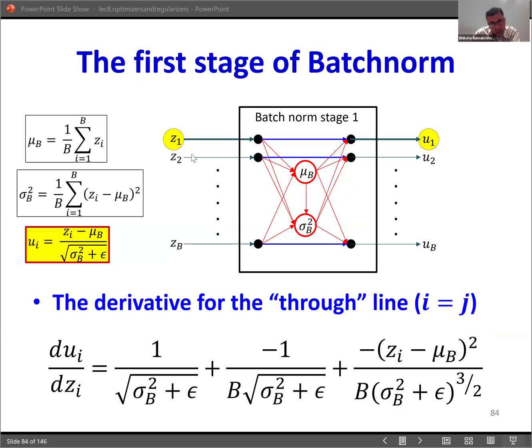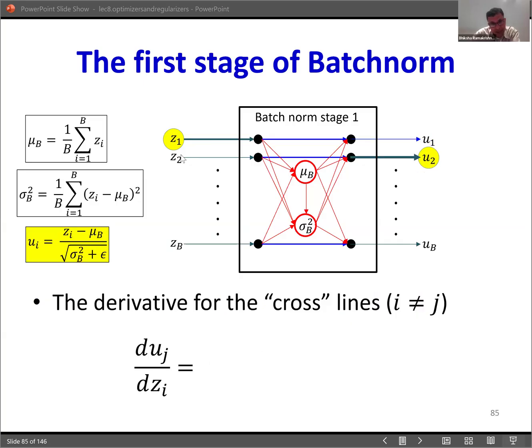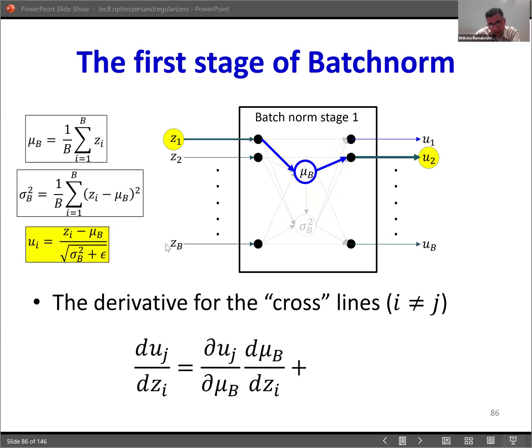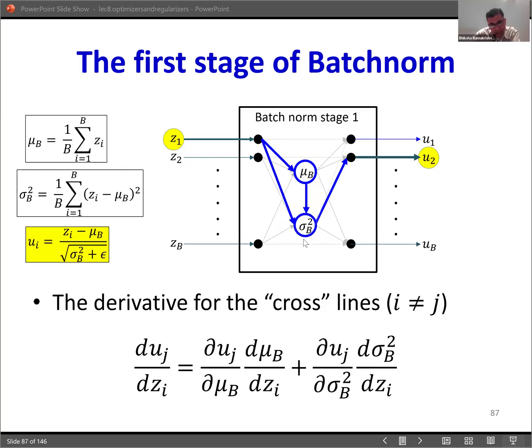This is the derivative for the through line, ui to zi. For i, this is dui over dzi, right? And now let's look at a cross line, say duj with respect to dzi. What are the paths that you can see now? Anybody? Okay, let me do this for you. There's this incoming path, which is du over d mu times d mu over dz, plus du over d sigma times d sigma over dz, right?